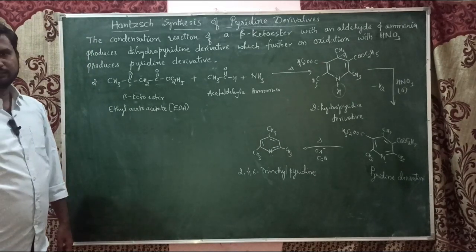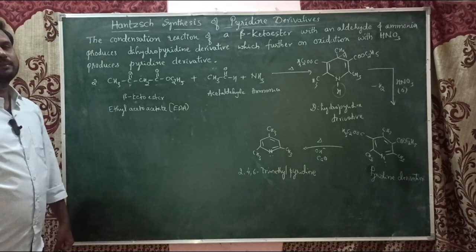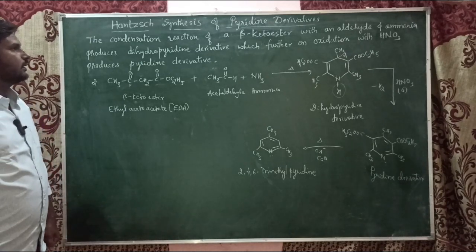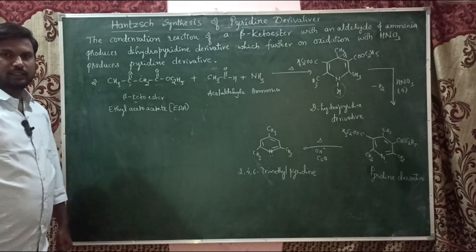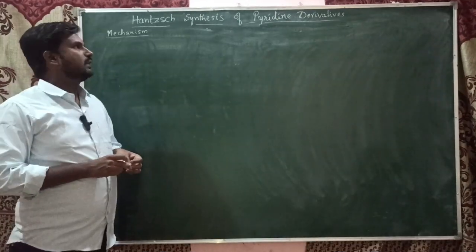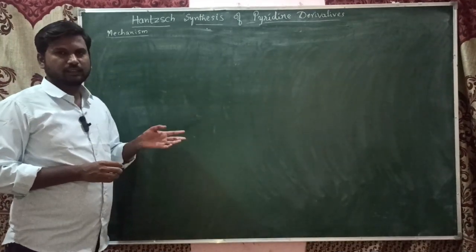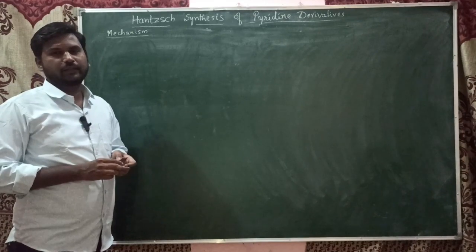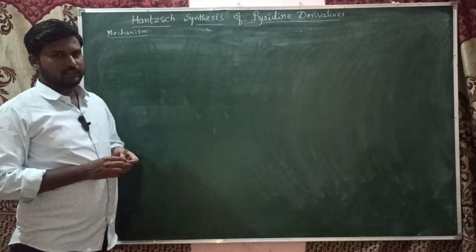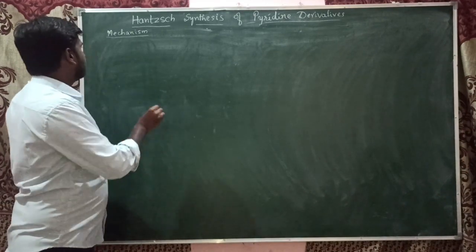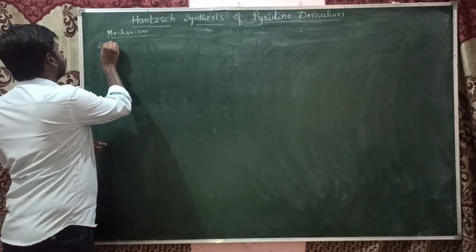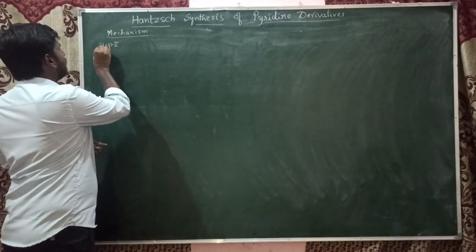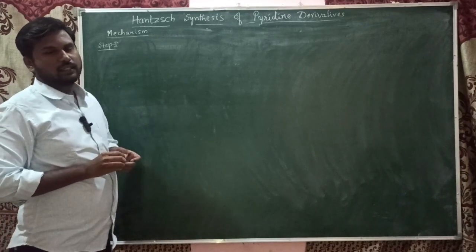Many times its mechanism has been asked. So now let us see the mechanism of this synthesis. If you see the mechanism of this reaction, the synthesis of pyridine derivatives, we can make it in 3 steps. So let me write the first step, where this beta ketoester condenses with the ammonia.